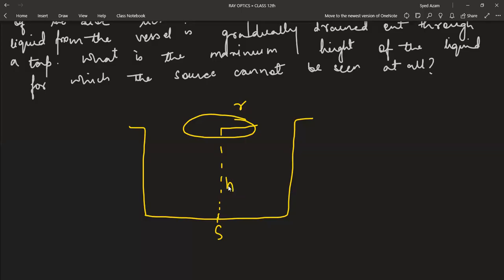Now when this source emits a light ray, it will be refracted at the surface. See, this is the height. Let's say this is some point A. This is the source S, and this half is enough for it. And this is the center O. Angle of incidence will be this.